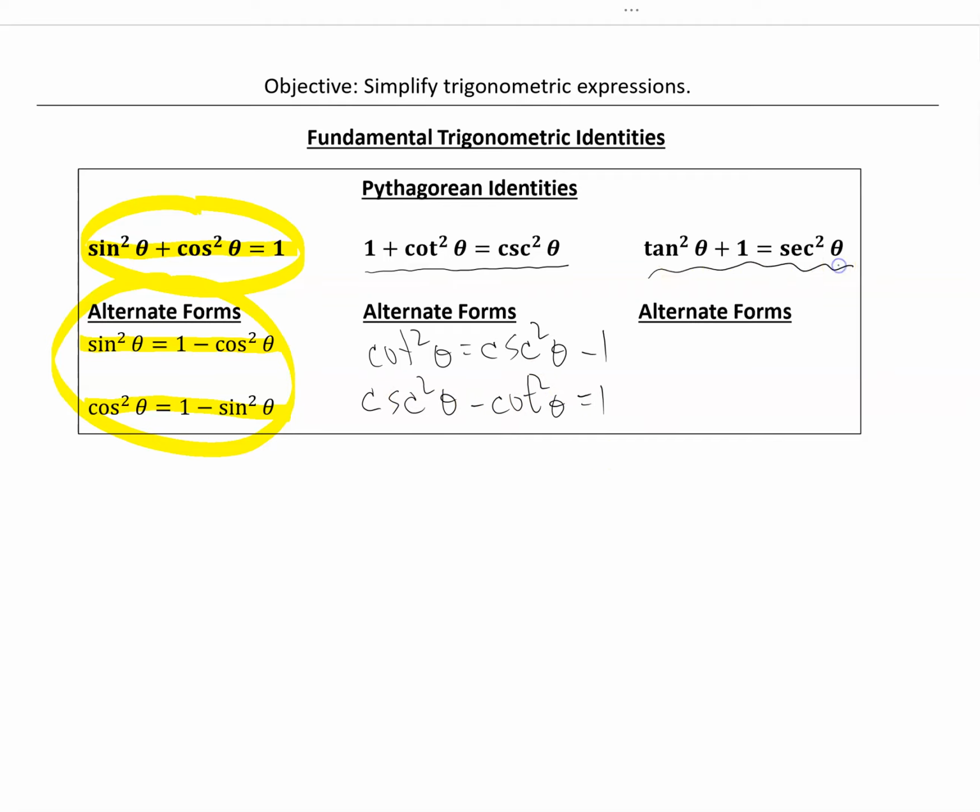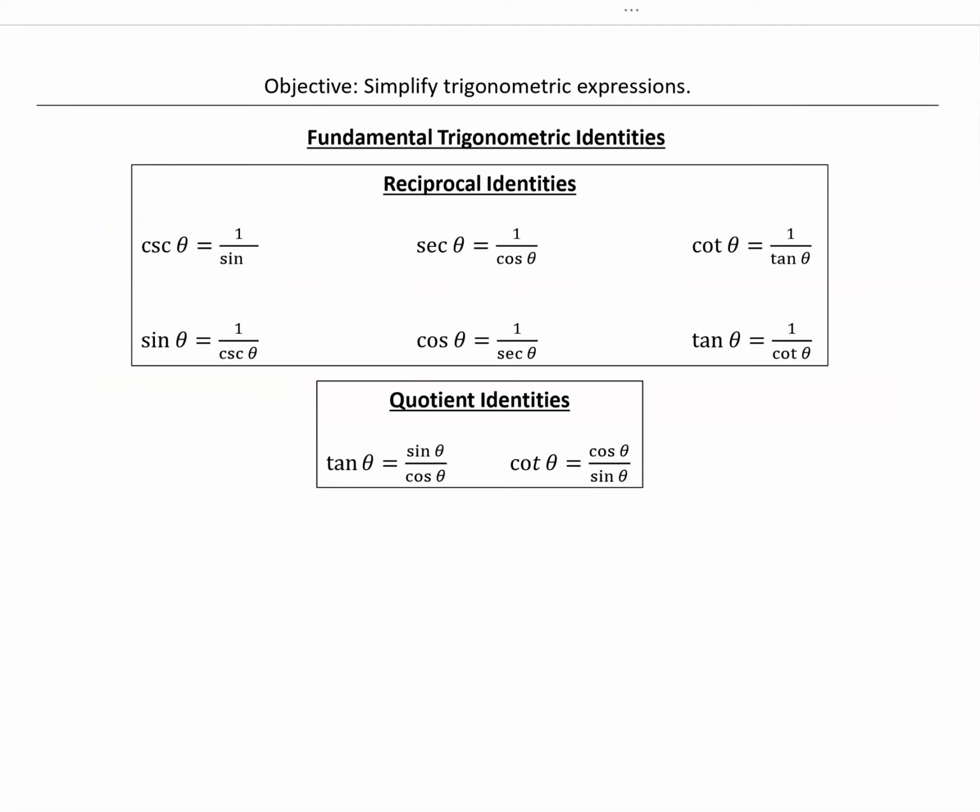For our tangent squared plus 1 equals secant squared, again, similar algebra, we could subtract 1 from both sides, which gives us tangent squared theta equals secant squared theta minus 1. We could also subtract the tangent squared theta, and that form is usually written secant squared theta minus tangent squared theta equals 1. All right, so now here these are our reciprocal and quotient identities that we've been using for a while now. They're just here for reference.